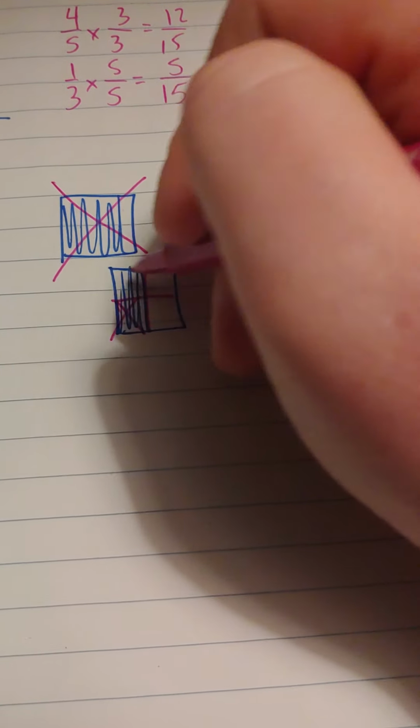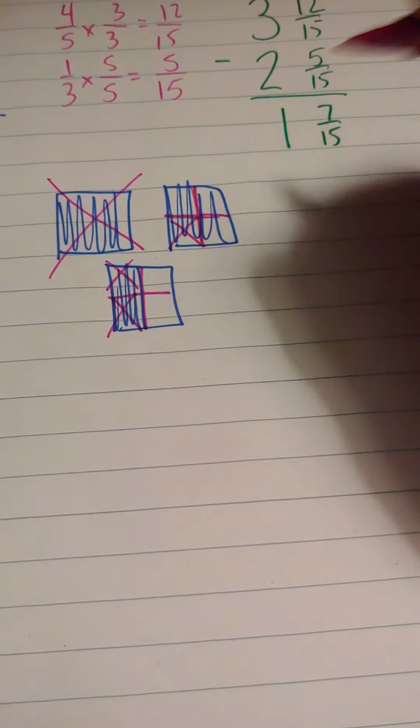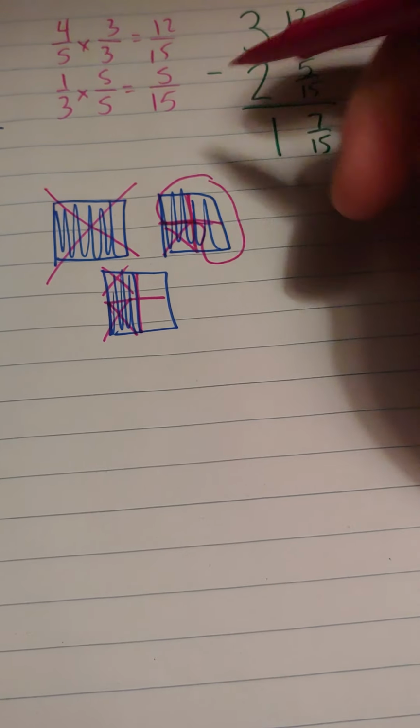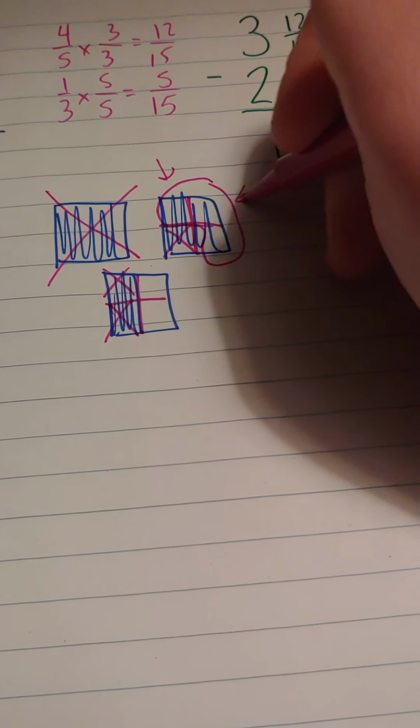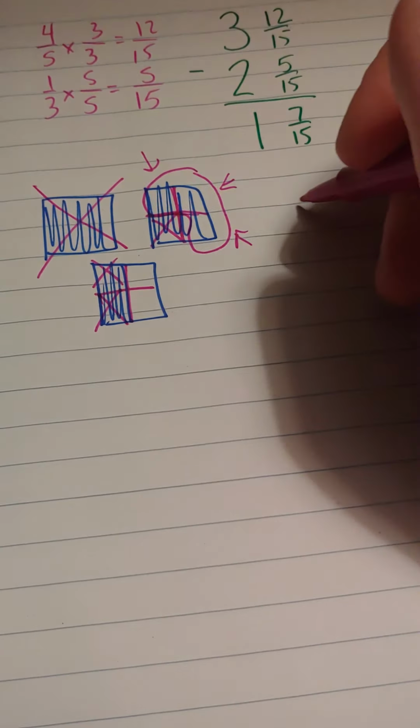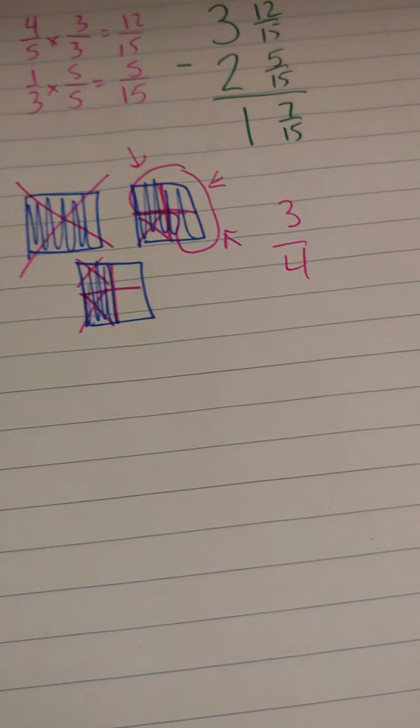I already took my 1 away. Now I'm going to take away 3/4. So there's 1, 2, 3. So I've got to see what's left. And this right here is all I have left. So I've got 1 piece, 2 pieces, 3 pieces. So all I'm left with is 3/4. That's all I have left.